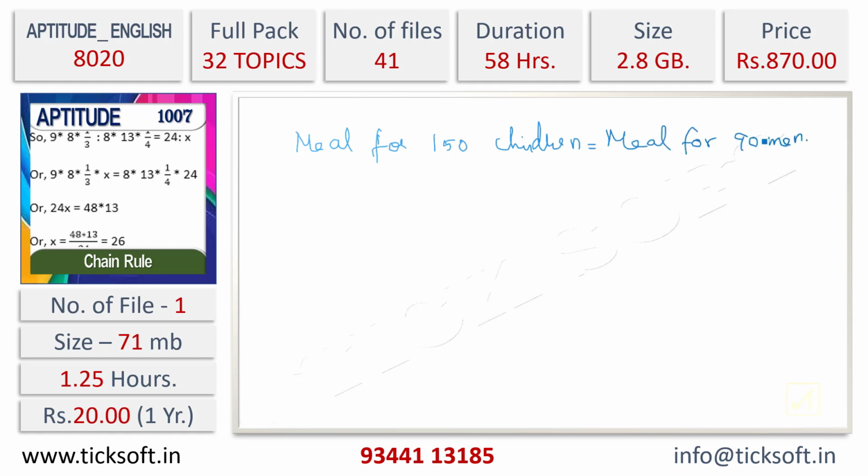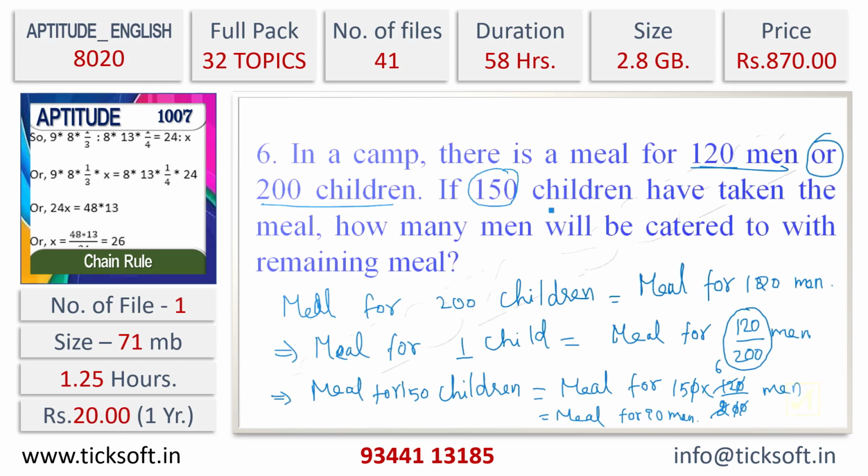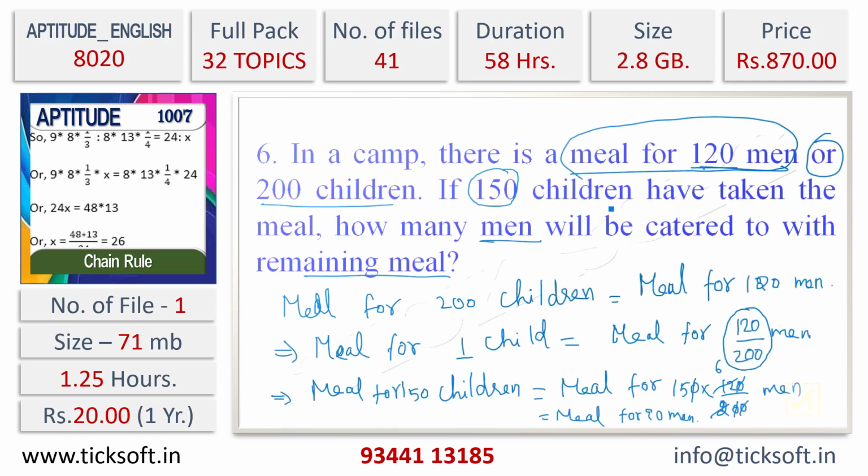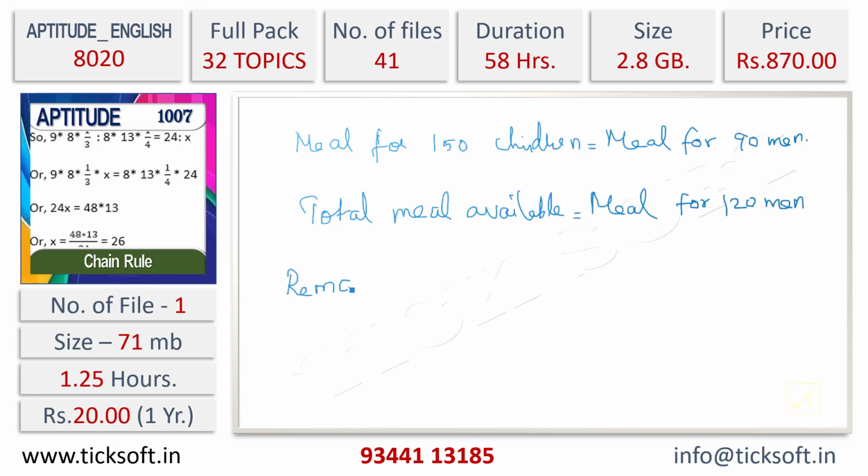So now what is the question? The question is, if 150 children have taken the meal, how many men will be catered to with the remaining meal? So now listen, we already know that by using the first sentence itself, the total meal available is equal to the meal for 120 men, isn't it? So let us write this down. Here the total meal available is equal to the meal for 120 men. Now listen, 150 children have taken their meal, isn't it? So therefore the remaining meal will be equal to what?